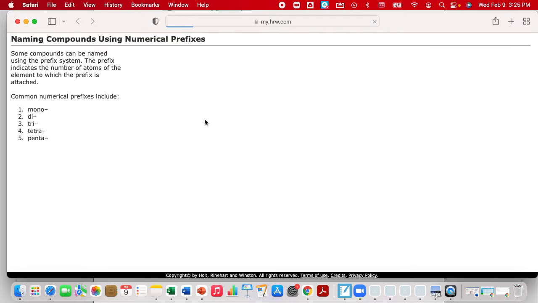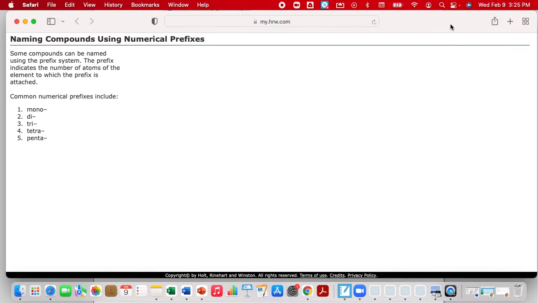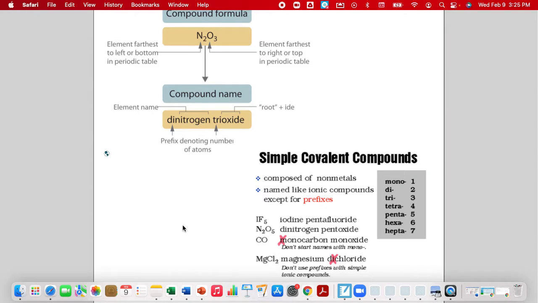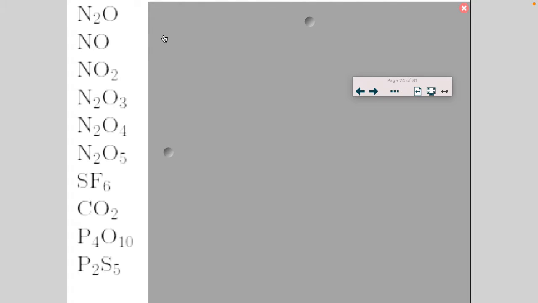All right, got another link here. Oh, looks like it's just another bust. Okay. So we're going to go through and name these compounds here.